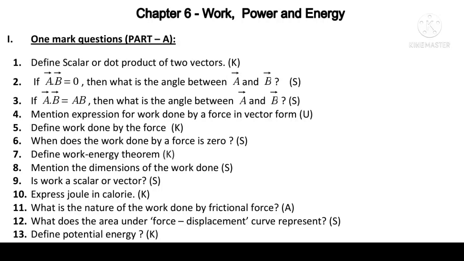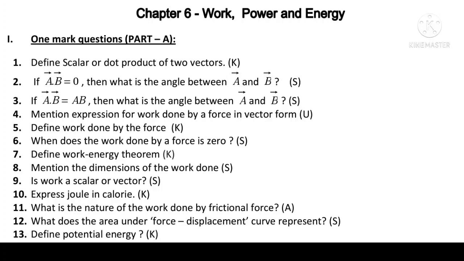Mention the expression for work done by a force in vector form. W is equal to vector F dot vector d, where d is displacement and F is force. Define work done by the force. Work is said to be done when the applied force displaces a body through a certain displacement in the direction of the applied force.